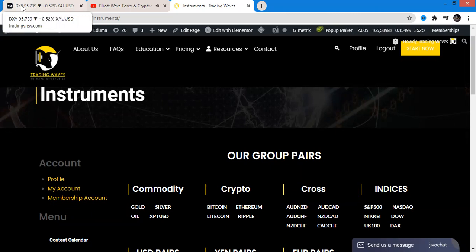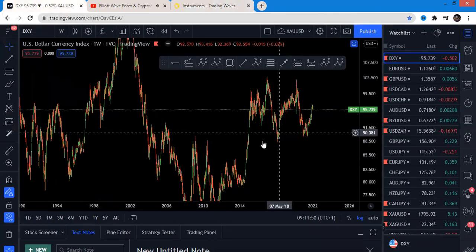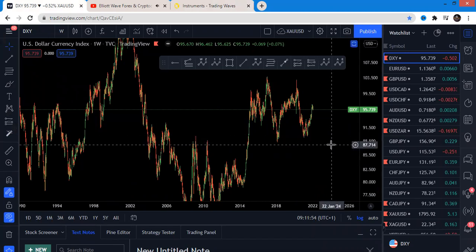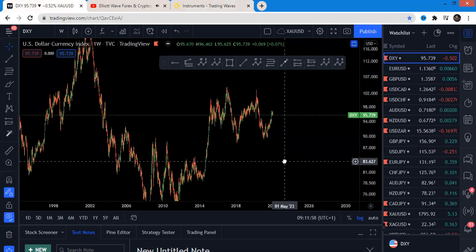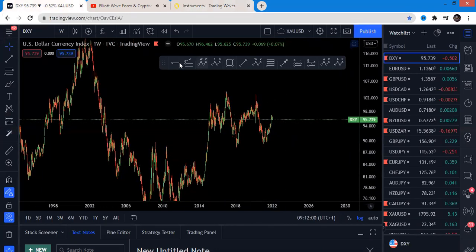Without further ado, let's get right into our market analysis for the week. As I said, I'm going to be looking mostly at long-term charts and also look at short-term views and some trade setups. Let's have a look at the DXY first of all.